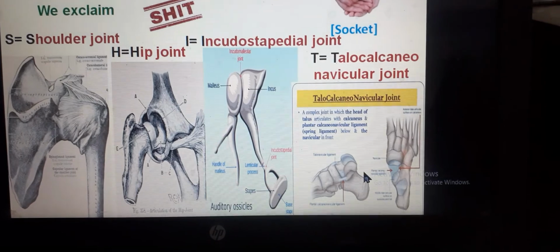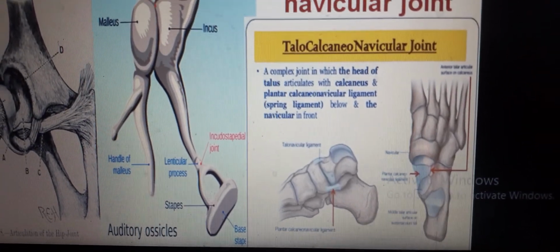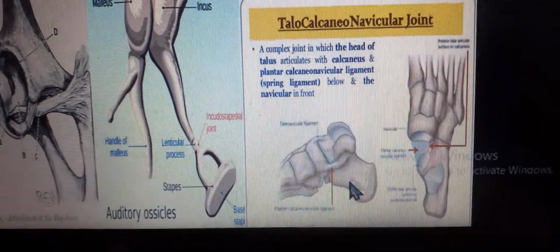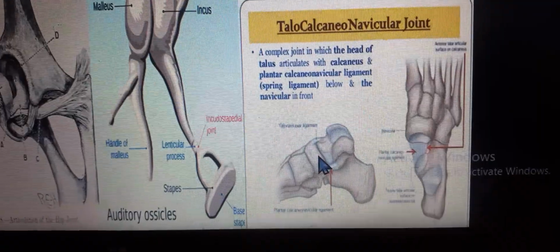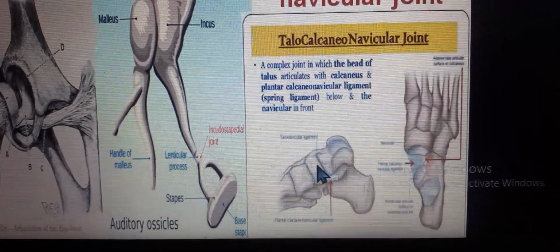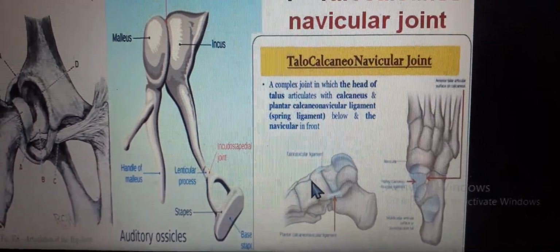And here is the talocalcaneonavicular joint. Here is the talus, this is the calcaneum and this is the navicular. Here the head of the talus articulates with both the calcaneum and the navicular bone.